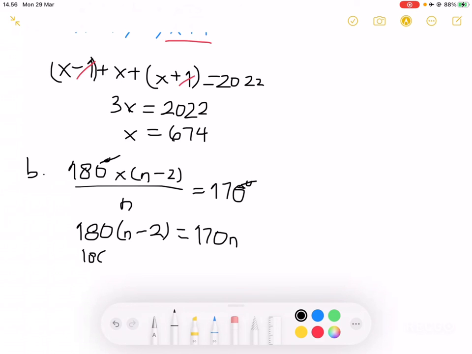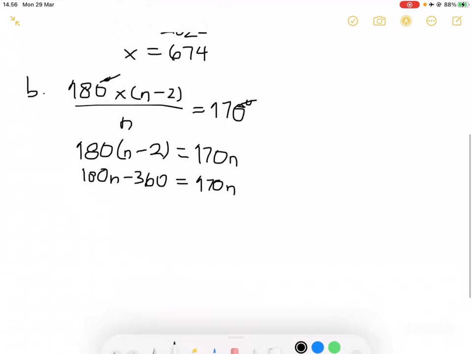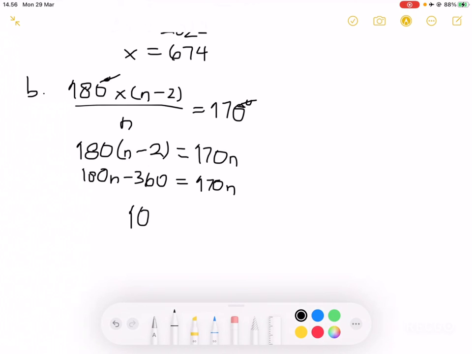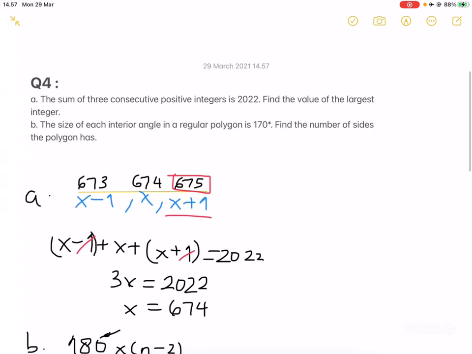Expanding the brackets and subtracting both sides by 170n, I have 10n, and perhaps I'll just add 360 on both sides, leaving us with an answer of n equals 36. So this polygon has 36 sides, and that is our answer.